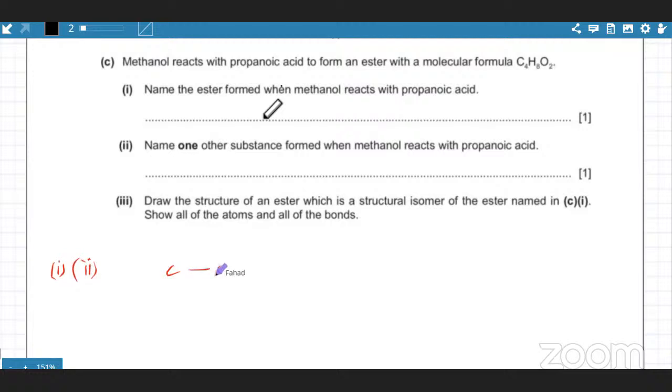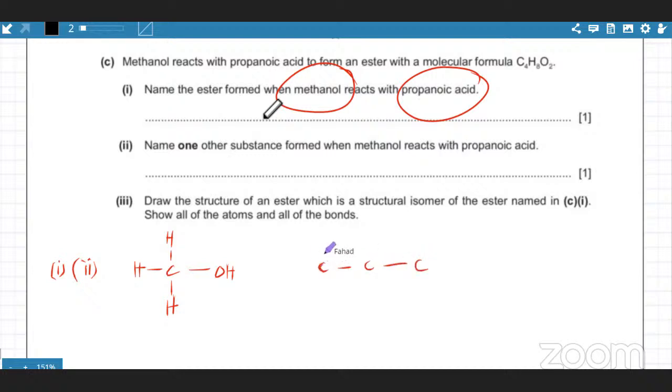So I have methanol, and methanol is supposed to react with propanoic acid. Propanoic acid: prop means 3 carbon atoms. So this is your prop. It's a propanoic acid. Carboxylic acid has this functional group. And this carbon would have 2 hydrogens, and this carbon makes 4 bonds. So this would have 3 hydrogens.